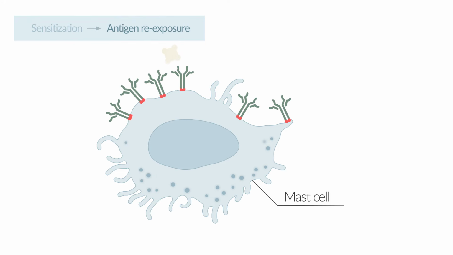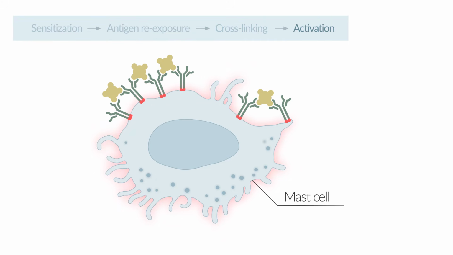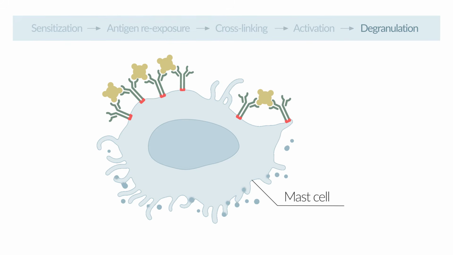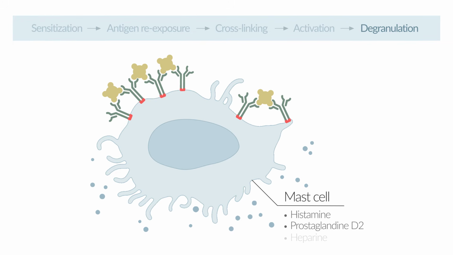Upon re-exposure, the allergen binds to the IgE receptors, cross-linking adjacent receptors. This leads to mast cell activation, inducing the release of vesicles filled with inflammatory mediators. This process is termed degranulation. The three most important inflammatory mediators released are histamine, prostaglandin D2, and heparin.